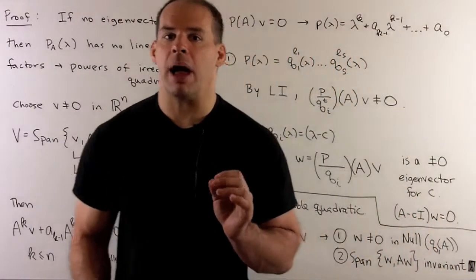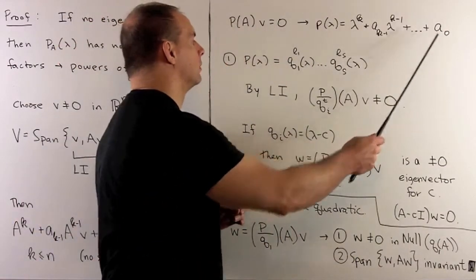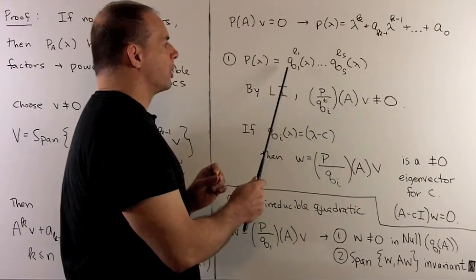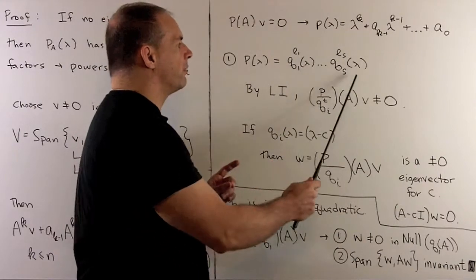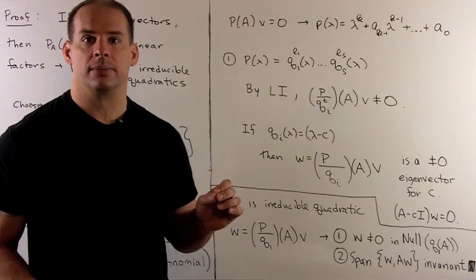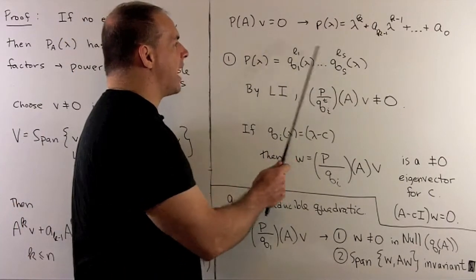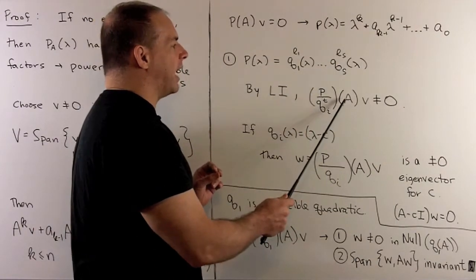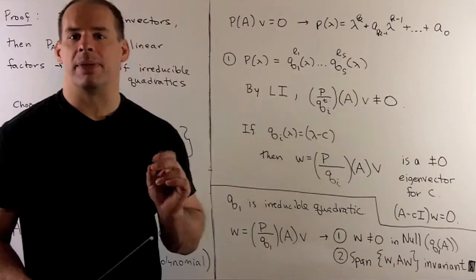Now, let's write our polynomial p in the variable lambda. We're going to factor completely over the reals. So the q's are going to be irreducible factors with some exponents. Our irreducible factors are either linear factors or irreducible quadratics. Now, if we try to bring the exponents down, I take that polynomial, we apply it to A, then apply that to v. By linear independence, we'll get something that's non-zero.